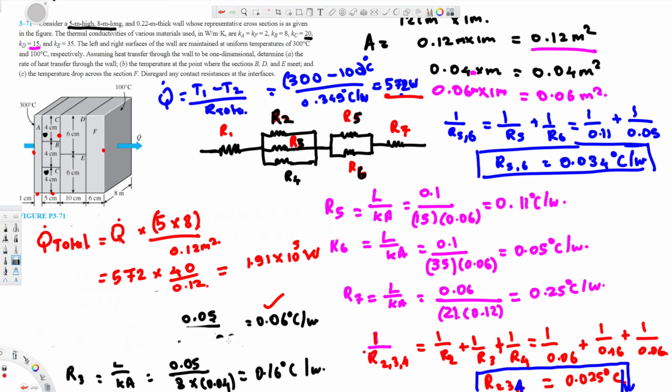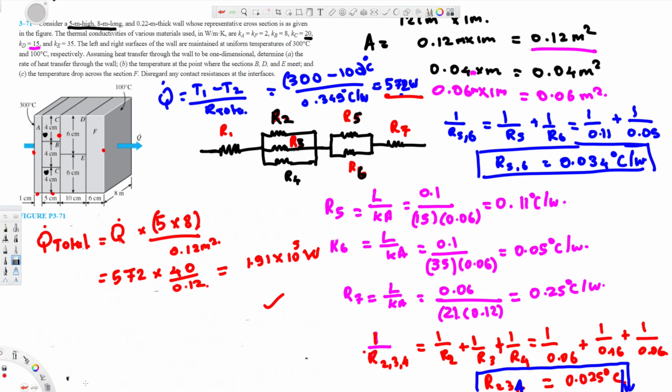So let's go ahead and do it. Now we are doing the B part. So we are trying to find the temperature right here. So let's create the equation. Q dot is going to be equal everywhere. Like in a series, if you combine them in series, Q dot is equal everywhere. Q dot here is equal to Q dot here. So we can equate this.